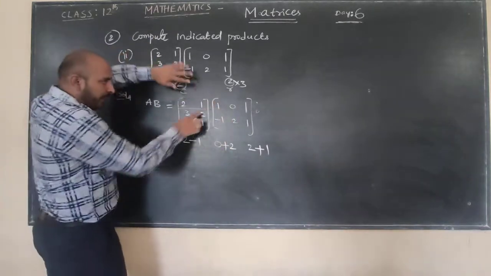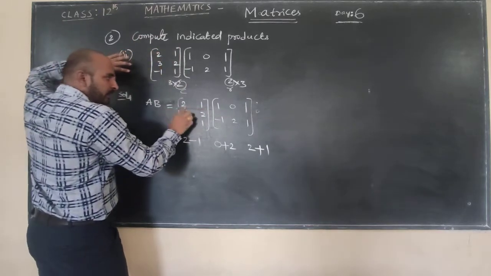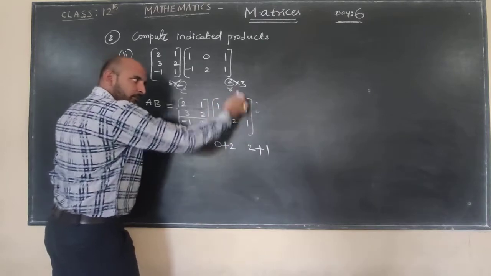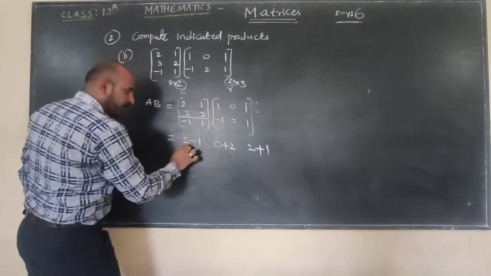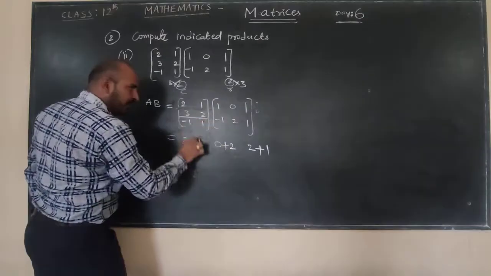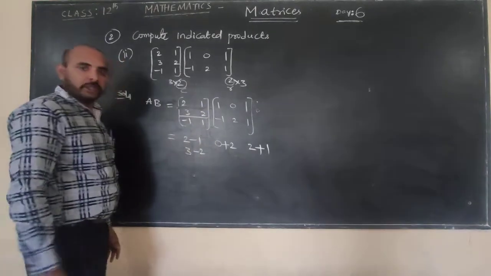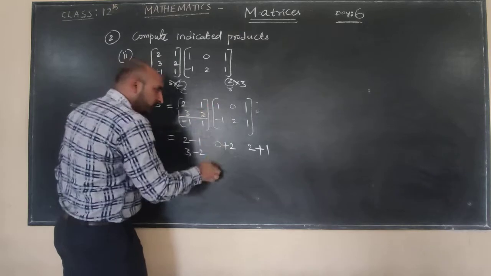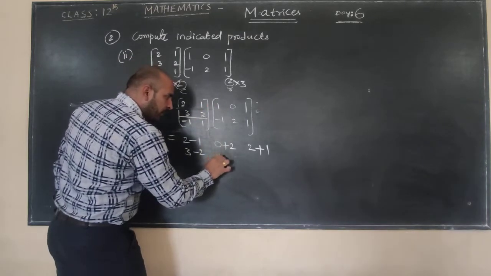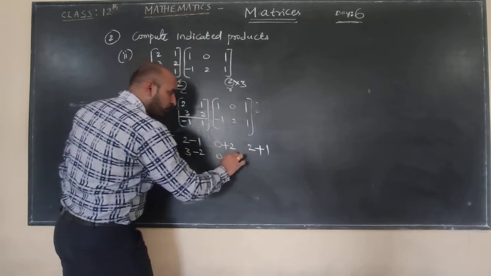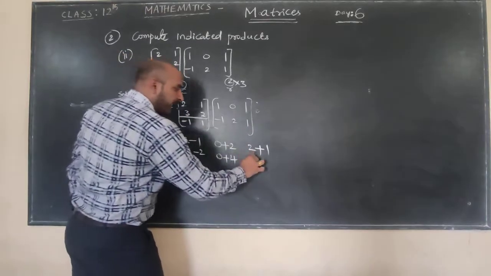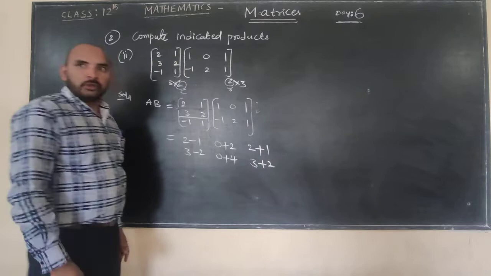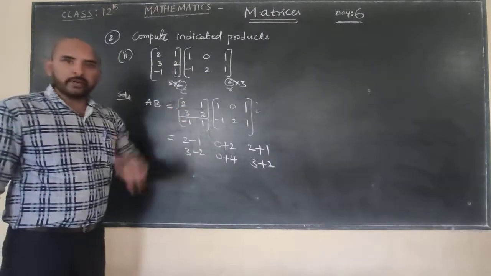Now coming to the second row with first column, second column, third column as it is. 3 ones are 3, plus minus into minus, 2 ones are 2, 2 ones are 2. Now second row with second column, 3 zeros are 0, plus 2 twos are 4. Now 3 ones are 3, plus 2 ones are 2. Second row with 1, 2, 3 completed.